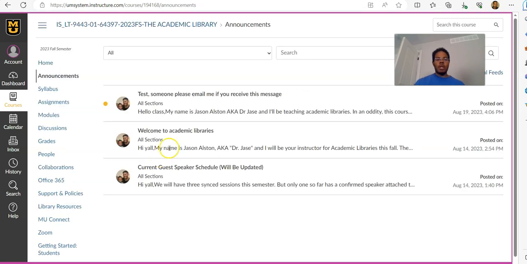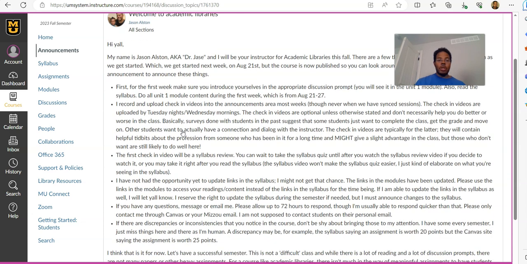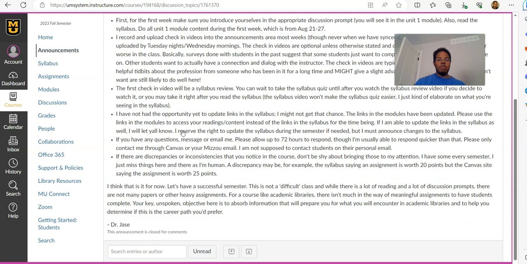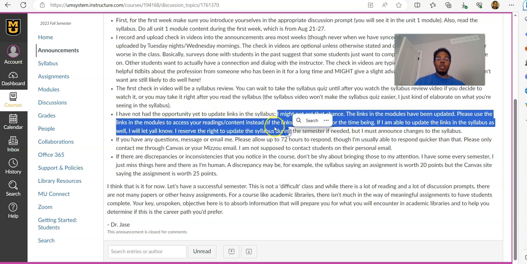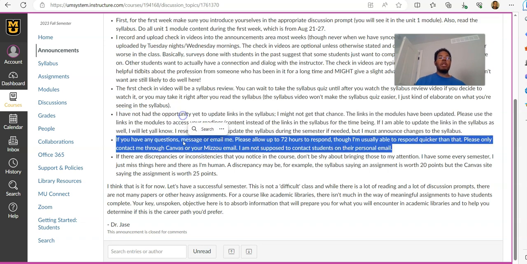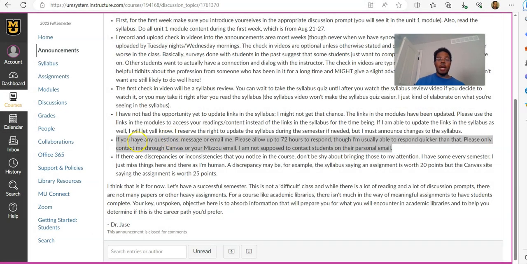Other announcements. This is my welcome announcement. Please read this over. But basically, in a nutshell, what it's saying is do your Unit 1 stuff. I upload check-in videos, which I've already talked about. The first check-in video will be a syllabus overview, which I've already talked about. I've not had the opportunity to update the links yet in the syllabus, and I might not get a chance, but the module links have been updated, so use the links in the module. Especially if you try to use the syllabus link and it does not work, head over to the module and use that link.